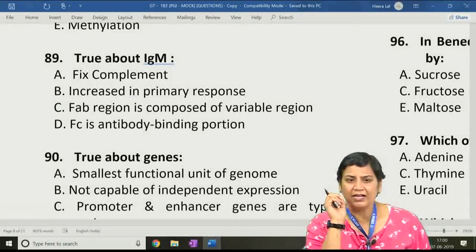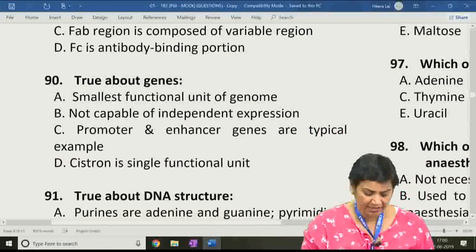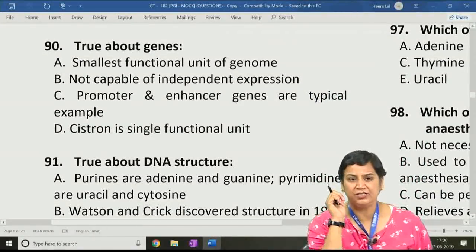Right? So the answer to question 89 is A, B and C, not D. Question number 90, true about genes.